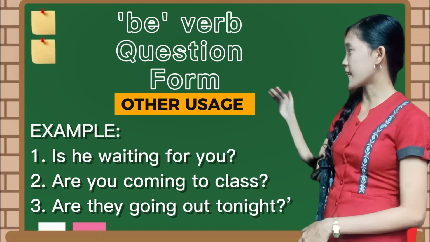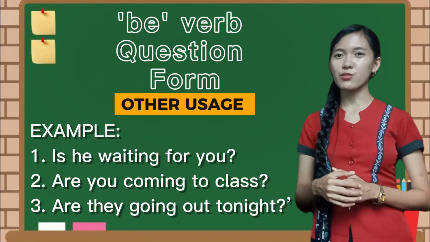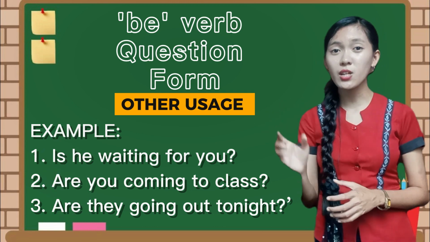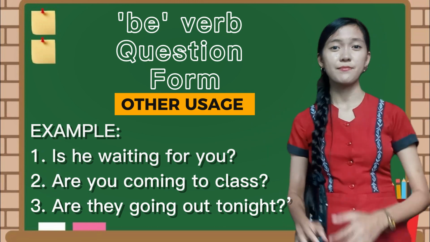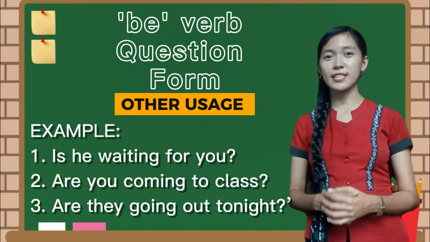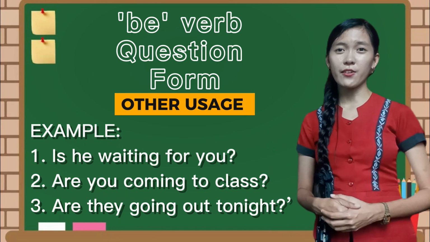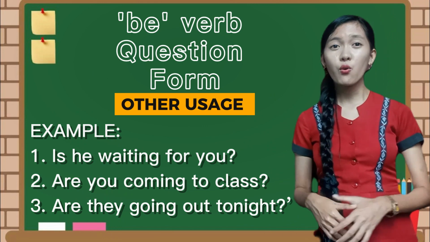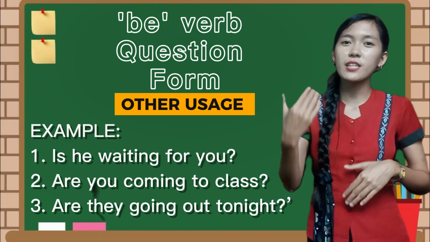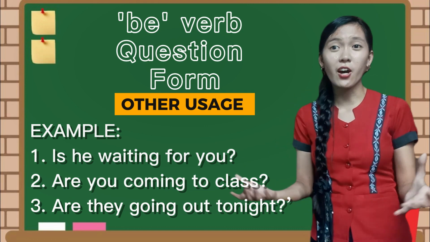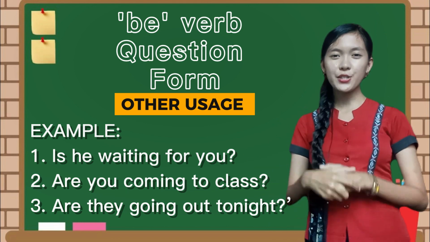Now the second sentence says, are you coming to class? The subject here is you, and that's why we start with are. Are you coming to class? Lastly, the last question says, are they going out tonight? The subject here is they, and so we start with are. You can respond to that question, yes, they are, or no, they aren't. Okay, let's move on to the other usage.